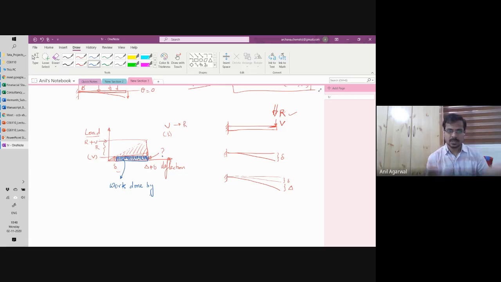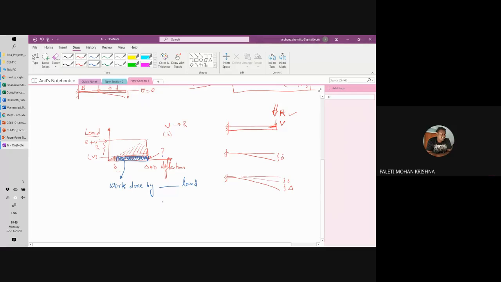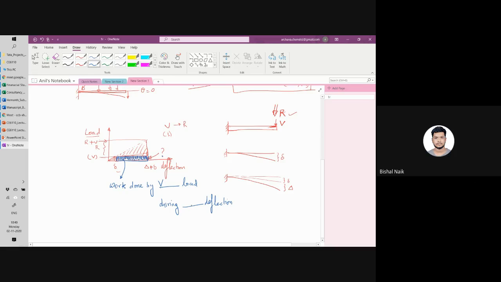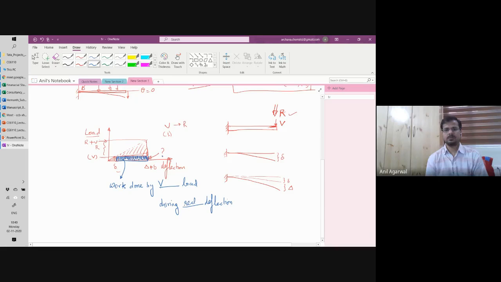This graph itself is showing what is that work done. Work done by what? During what? Virtual load. Let me put by this load during this deflection. Okay, fill in these two blanks. Somebody answered already, first part. Somebody said it is virtual load. During what? Real deflection. Real deflection. Very good.